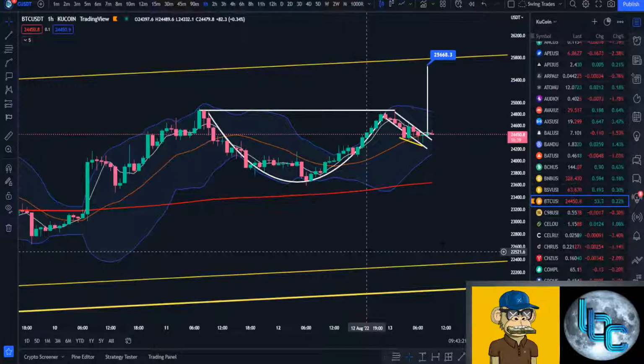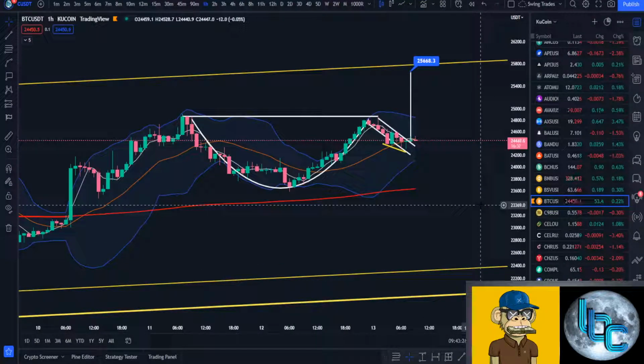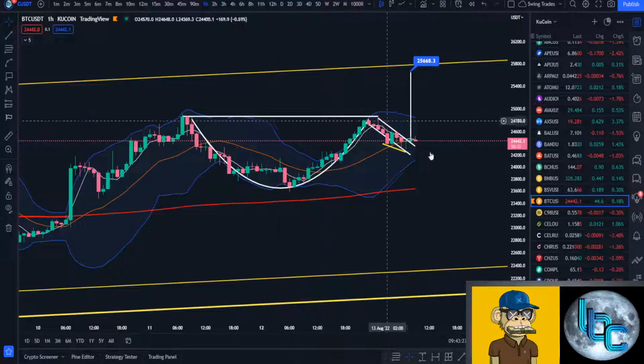Yeah. So right now, just taking a look at Bitcoin. We're in a little cup and handle here. We did fall out of it a little bit.